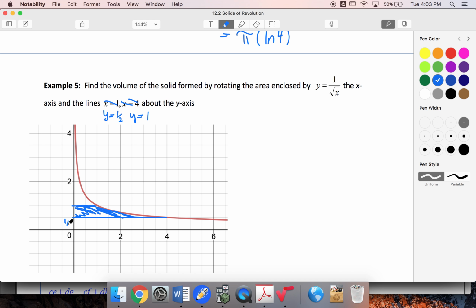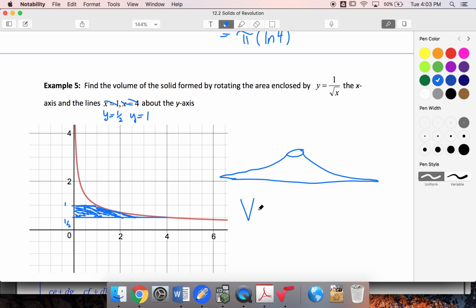So here's my half, here's my 1. So I'm taking this shape, this very tall shape, and then going around the y-axis. So I'm going to end up this time with something that's very sort of spread out. This one is a really fun one. And then this, of course, is circular as well. So this is kind of a cool shape to take all the way around the y-axis.